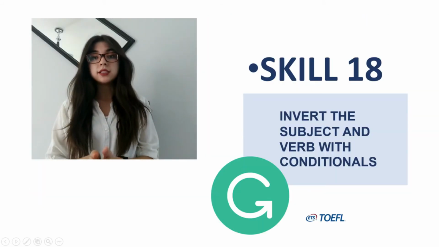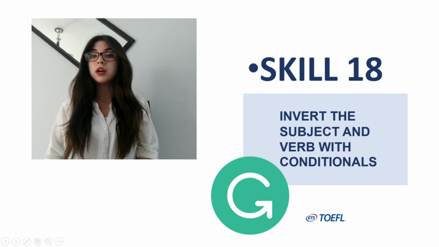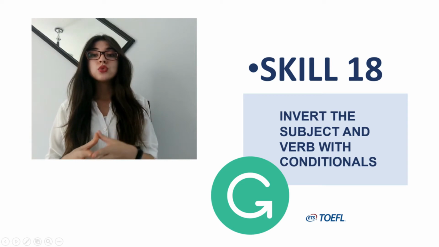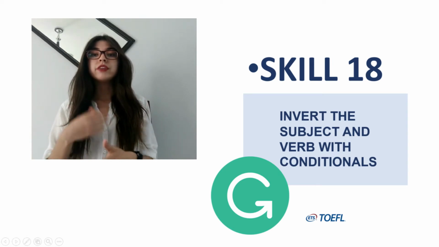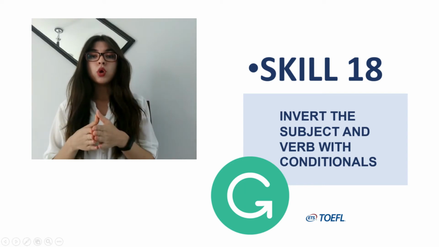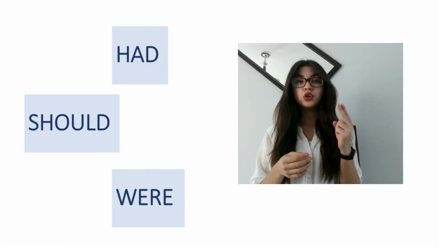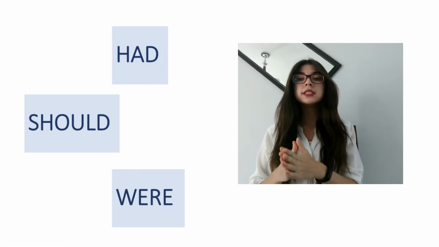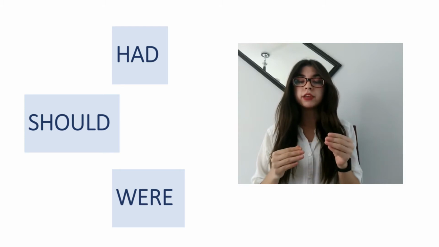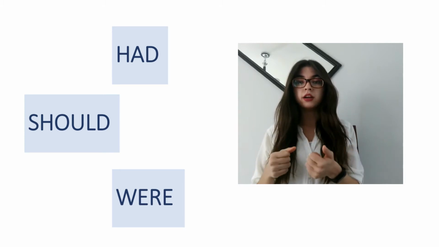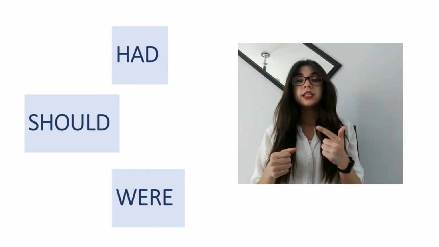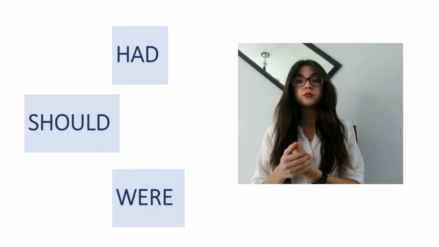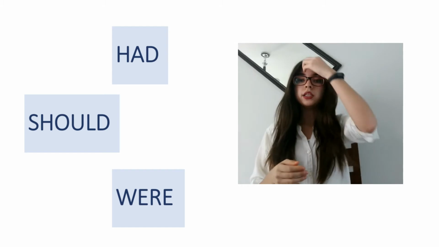Skill number 18, named invert the subject and verb with conditionals, talks about how in some conditional structures the subject and the verb will be inverted. This can happen when the helping verb in the conditional clause is have, should, or were, because in this case the connector if can be omitted and the subject and the verb need to be inverted. In this sense, we can express a conditional idea in two ways.